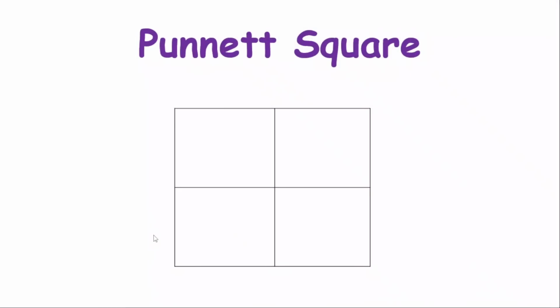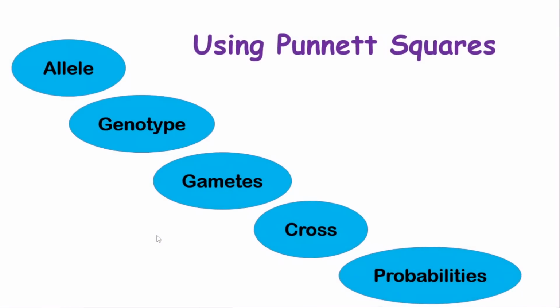A Punnett square is a box to show the result of a combination or a cross between two genotypes, or two different parents. In terms of working out any genetic question, first you determine the alleles, then look at the genotypes, then the gametes that are formed, then the cross, and then the possibilities. This is the order in which you do Punnett squares.